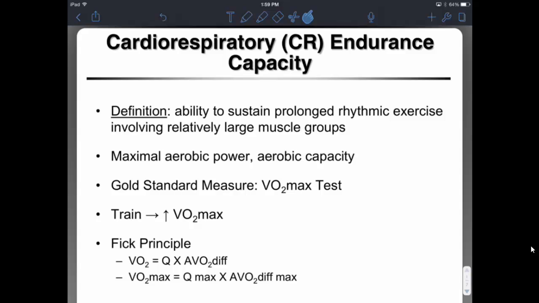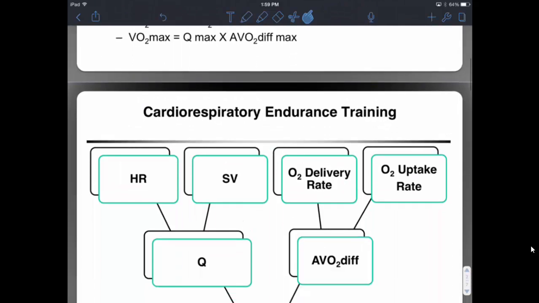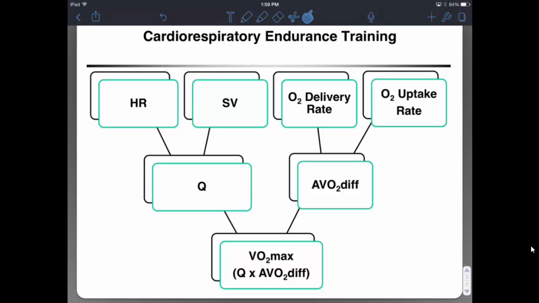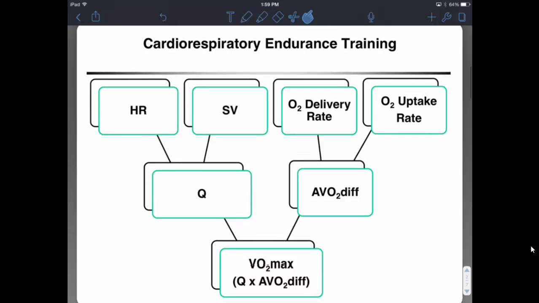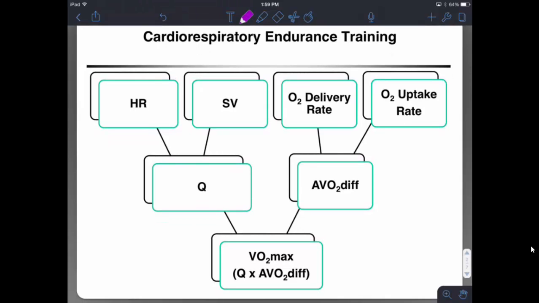All right, recording number 6 of 7. We're getting there. So, again, what are we talking about? We're talking about cardiorespiratory endurance training and how it results in an increase in VO2max.